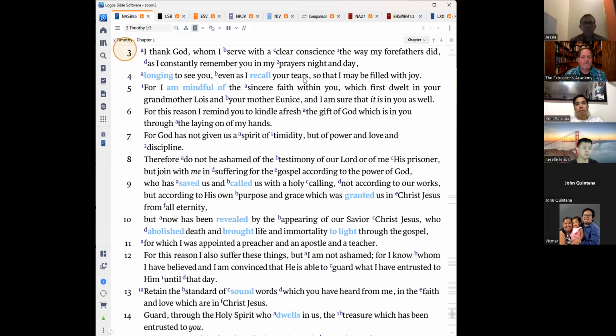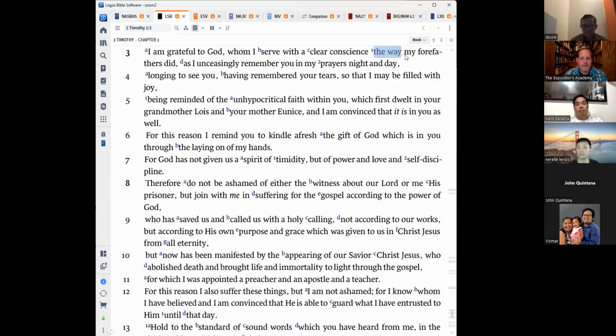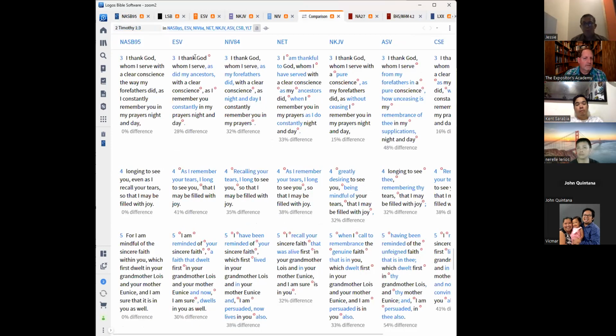So here's the LSB translation: the way my forefathers did. Actually, let's do the New American Standard: the way my forefathers did. Now, look at the ESV: as my ancestors did. Look at the NIV: as my forefathers did. New King James: as my forefathers did. Notice they put a connector word in, didn't they?